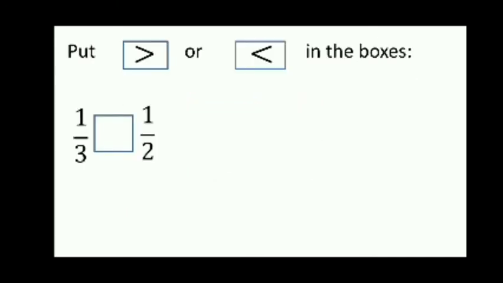Now we have to put greater than or lesser than sign in the boxes. Let's begin by comparing the fractions. 1 upon 3, 1 upon 2. Which is a bigger fraction here? Yes, 1 upon 2 is a bigger fraction. Let's compare the next two fractions. 1 upon 3 and 1 upon 4. Which is the smaller fraction? Yes, 1 upon 4 is a smaller fraction.